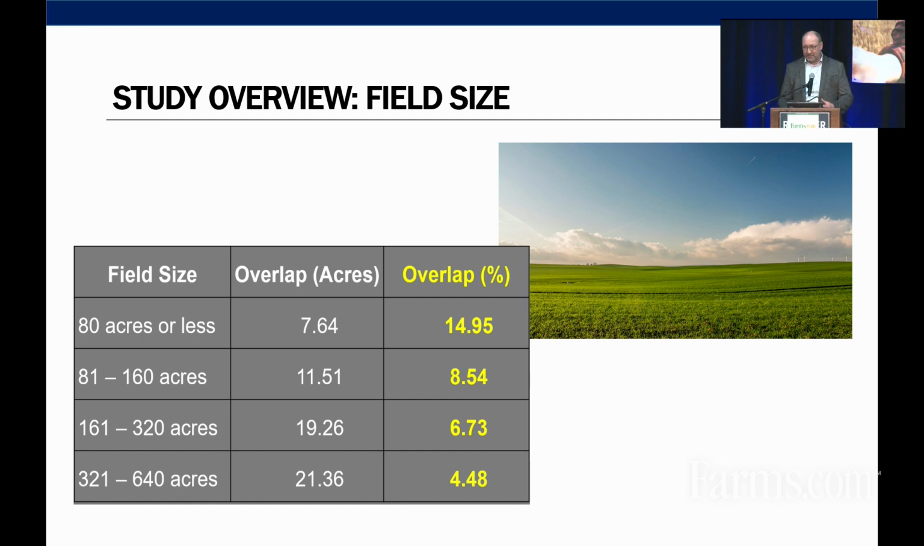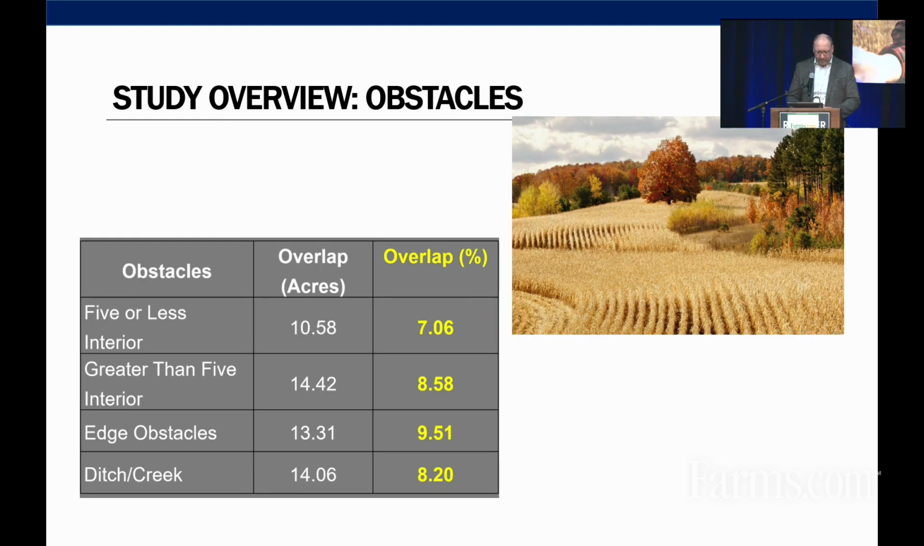So one of those things as you get into those obstacles is that the potential is much greater for overlap compared to larger fields. The other aspect is, okay, we're breaking the field up. What does that do for your risk or your potential for overlap? Higher probability if you have more than 5 obstacles inside a field. Now it's pushing like 9% overlap potential.